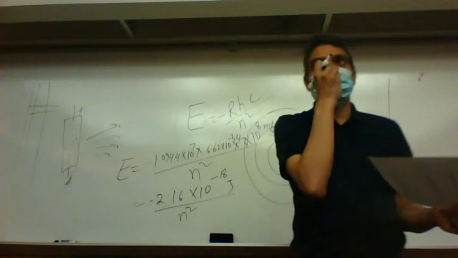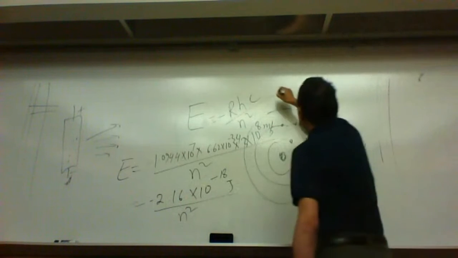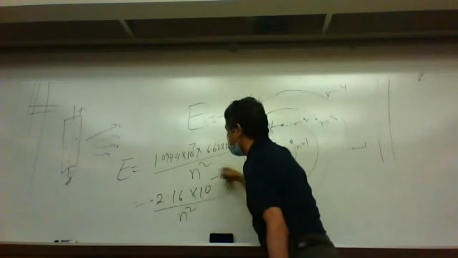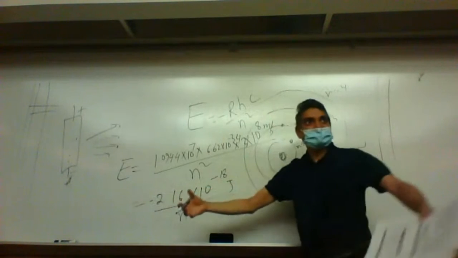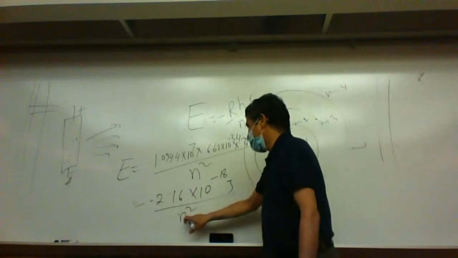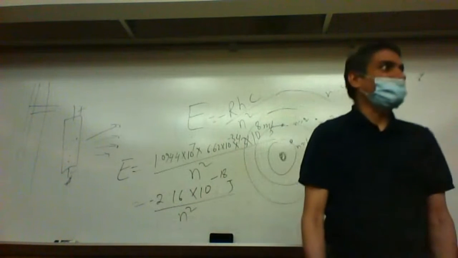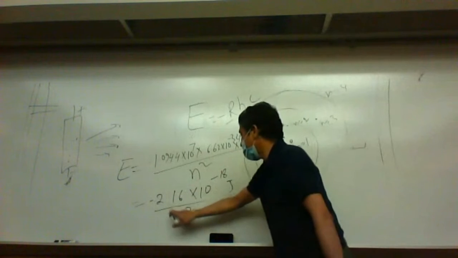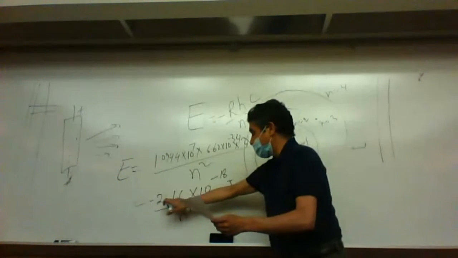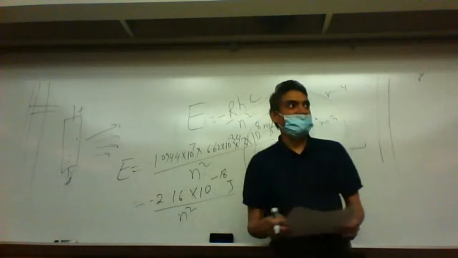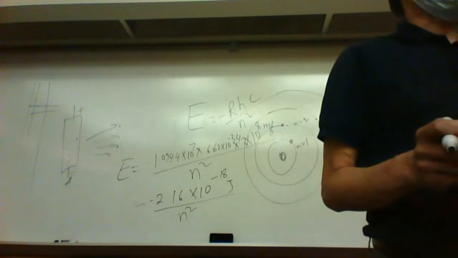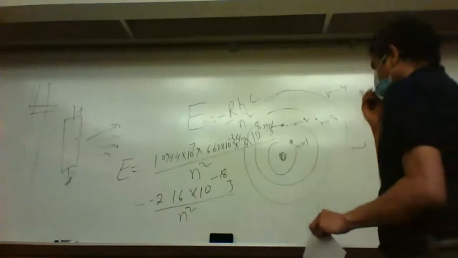How much energy will it have if it is in the fourth orbit? Put 4 here. This number is always the same, so you don't have to multiply every time. n square is 4 square equals 16, and dividing this number by 16, you get 0.135 times 10 to the power minus 18 joule. So that's how they calculate the energy of the electron. Make sense?